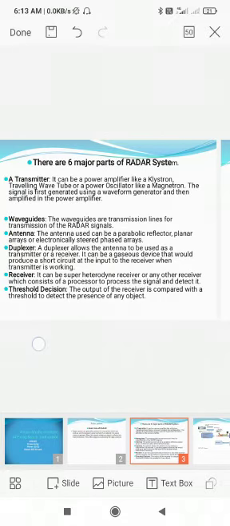And the last one is the threshold decision. The output of the receiver is compared with a threshold to detect the presence of any objects.